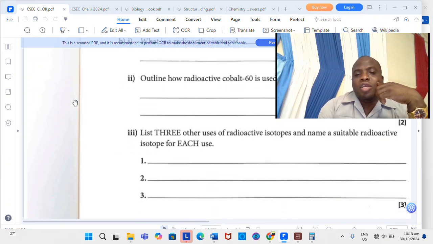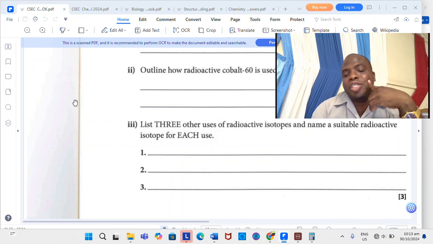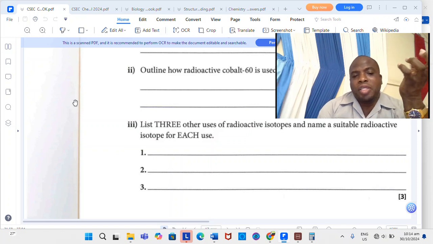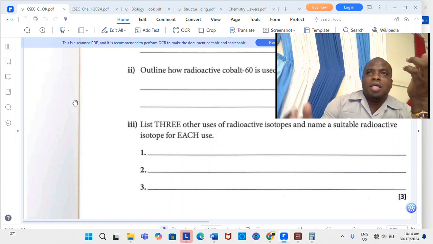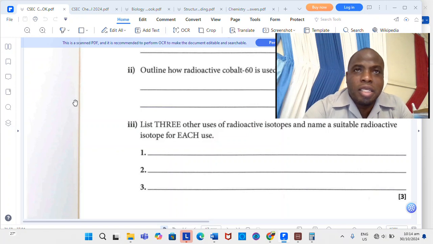List 3 other uses of radioactive isotopes and name a suitable radioactive isotope for each use. They use them for tracers. When you think about your body, scientists sometimes, to find out what is happening, can use something called iodine, right? And iodine is a tracer. You put it in your body like an ink, and it really shows you what is happening on the inside. So doctors can see where you may have a blood clot or something that is creating a problem, or even identify cancerous cells, and that would be good.